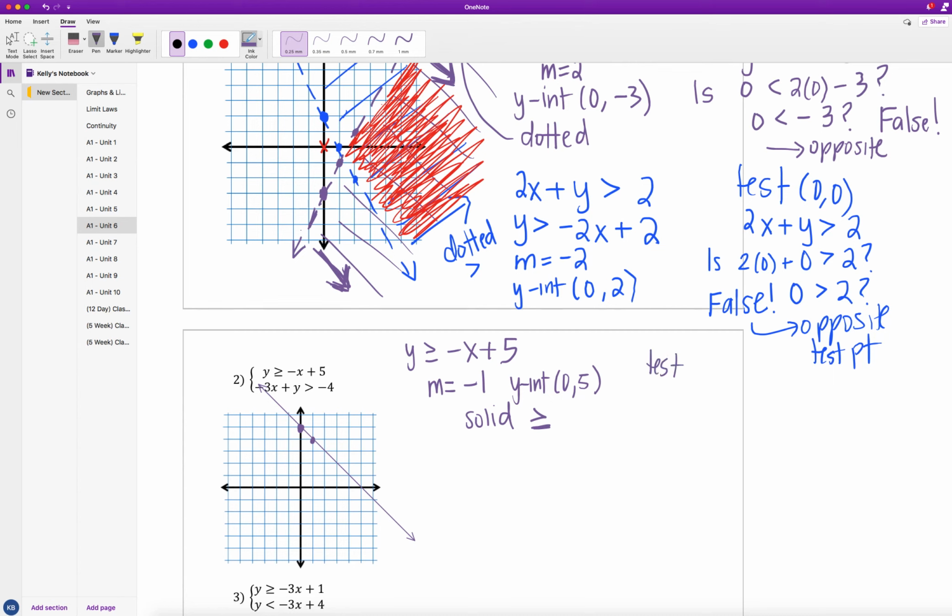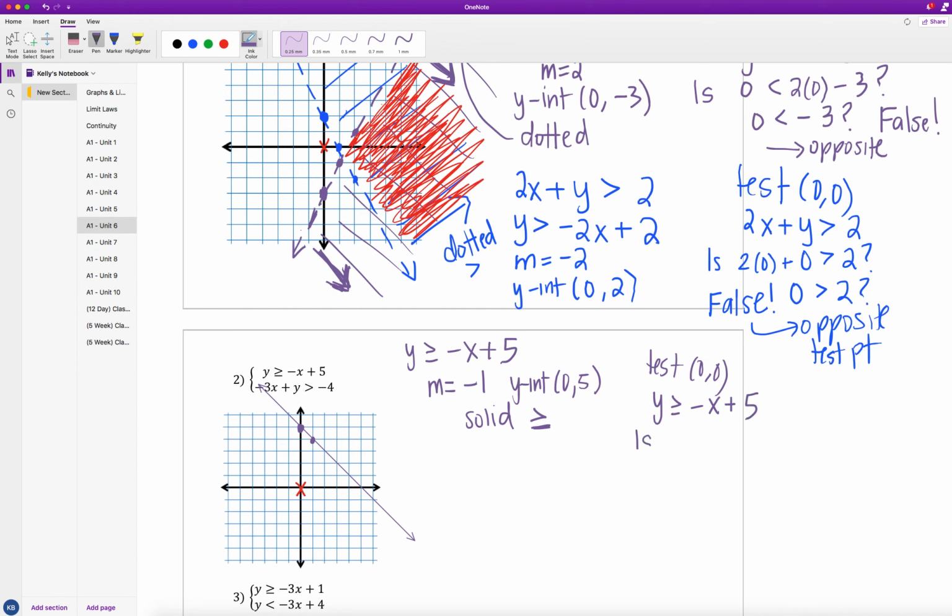I can go ahead and test 0, 0, since 0, 0, I'll put that red X there, is not on the boundary line. So as long as 0, 0 is not on our boundary line, we can go ahead and use it to test. I'm subbing it into our first inequality right now.